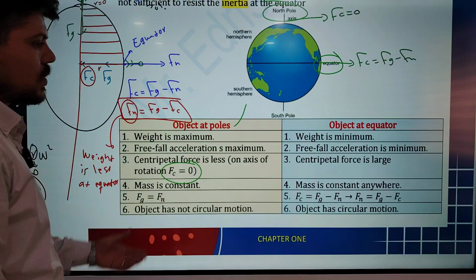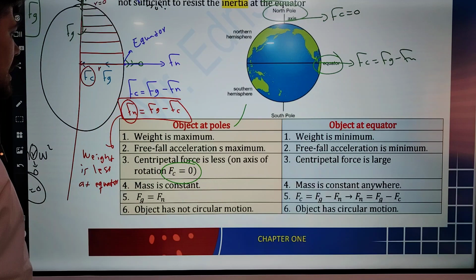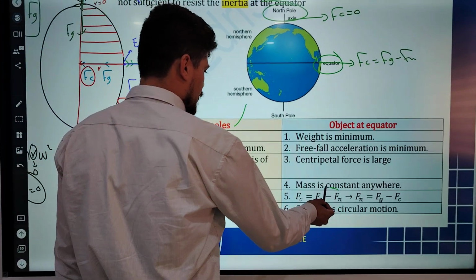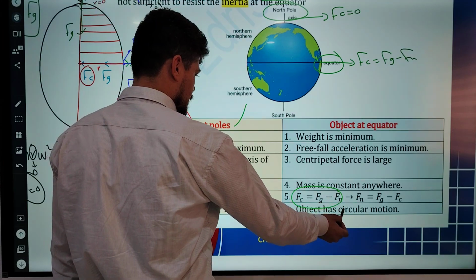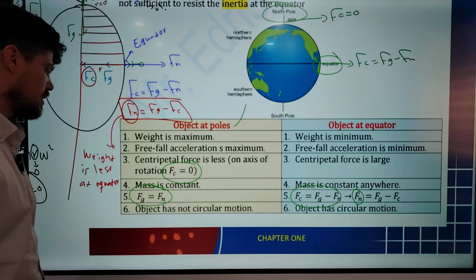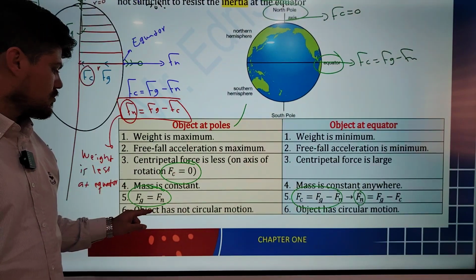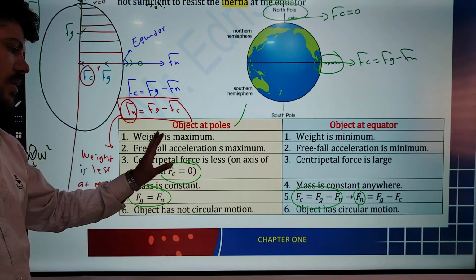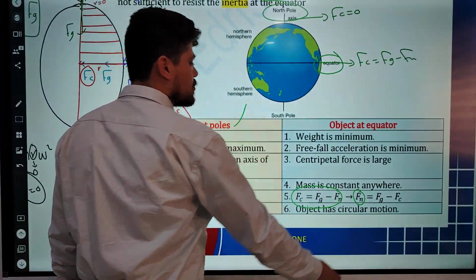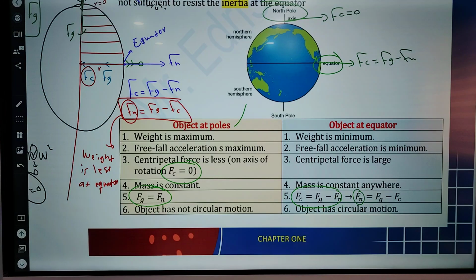Mass is constant anywhere. At the pole, Fg is equal to Fn. But at the equator, Fc is equal to Fg minus Fn. If you rearrange the equation, Fn is equal to Fg minus Fc. At the poles, the object has no circular motion, only rotational motion. But at the equator, the object has circular motion.